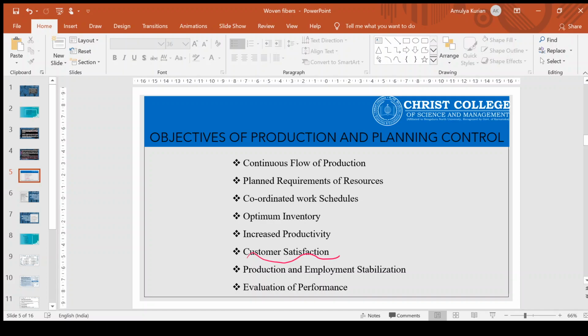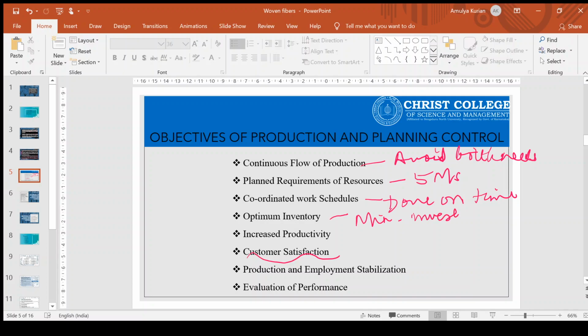So basically, first one, continuous flow of production, avoid bottlenecks. Planned requirements of resources, 5Ms. Coordinated work schedule, done on time. Optimum inventory means minimum investment in inventories. Ensuring continuous production.